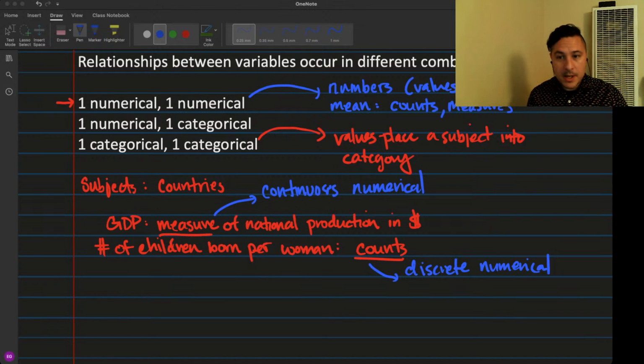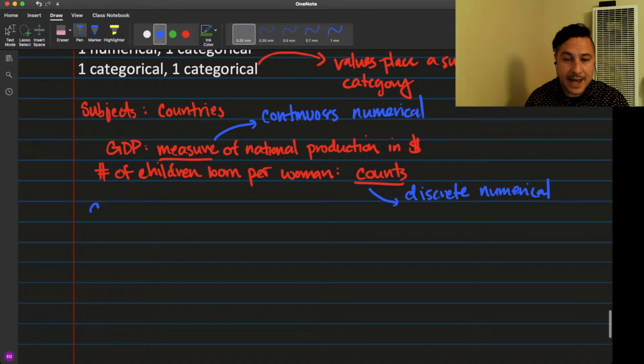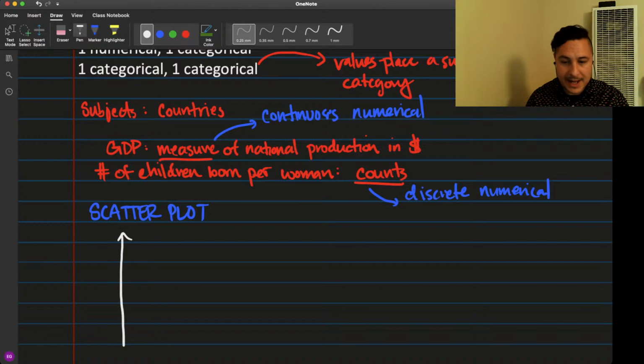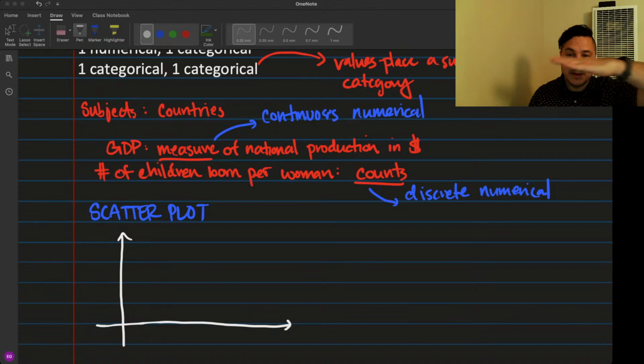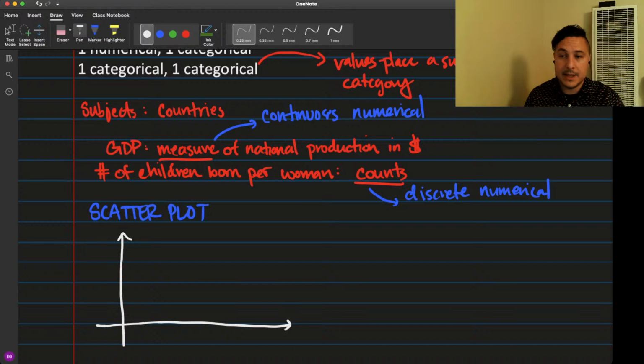Okay, so the way we would look at the relationship between these is we would need to graph it. So there's something called a scatter plot. Maybe you've seen this before. If you've taken any math class, you've probably seen it with an X and a Y axis. So the idea is that one of our variables will be on the X or horizontal axis. Let's make that the GDP. And then the other variable will be on the Y axis. We'll have that be the number of births.